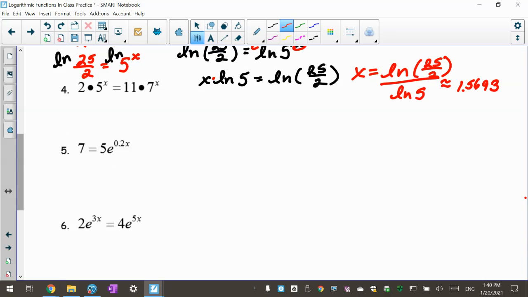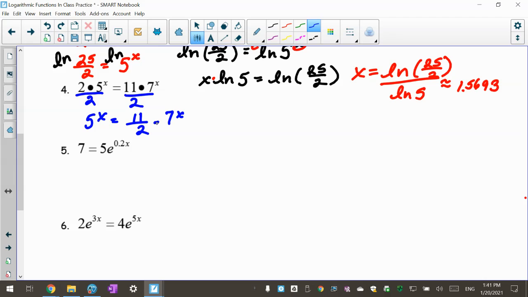Okay, now 4, I have 2 times 5 to the x equals 11 times 7 to the x. So this one is going to give you a little pause. The first thing I said, is there any normal math? Well, yeah, there is. I can divide both sides by 2 or both sides by 11. It doesn't really matter which way you go. I'm going to divide both sides by 2. So if I divide by 2, I have 5 to the x equals, and I'm just going to write it this way, 11 over 2 times 7 to the x.